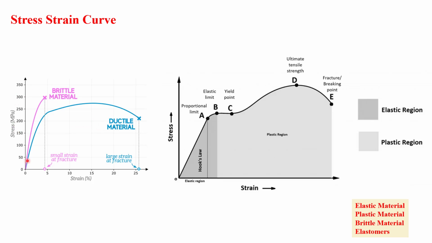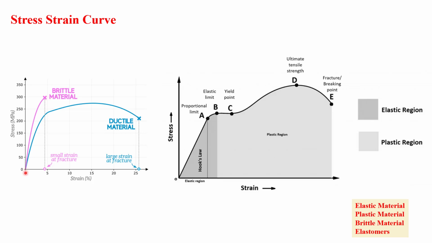Okay, if you look at this particular diagram, we have this curve. This is for the brittle materials. This is a small strain at the fracture. So for the brittle material, it will come here and it will fail. You can see the yield strength wherever we have it. After that, it will definitely fail for the brittle materials.